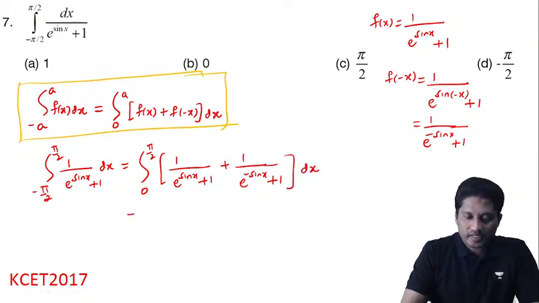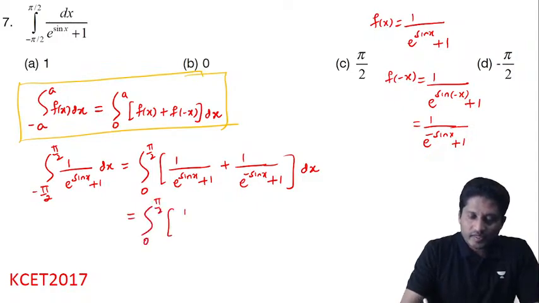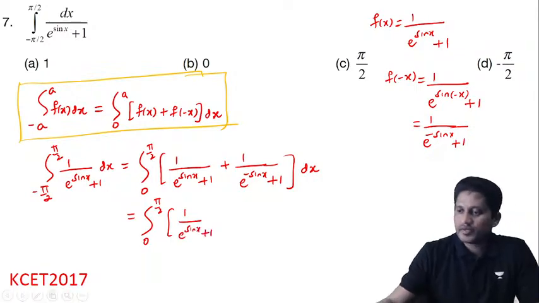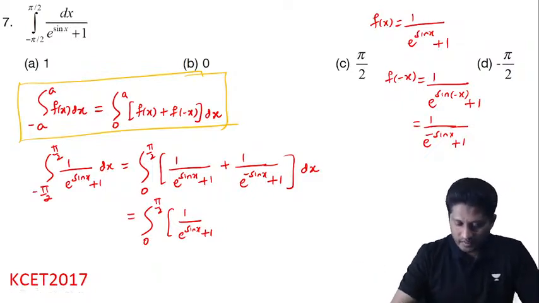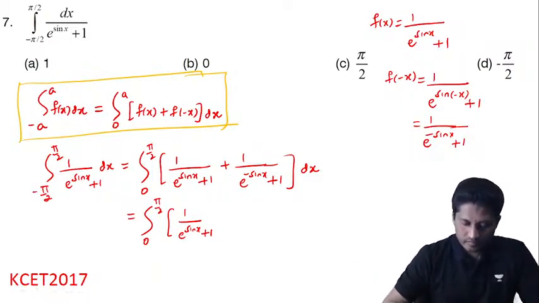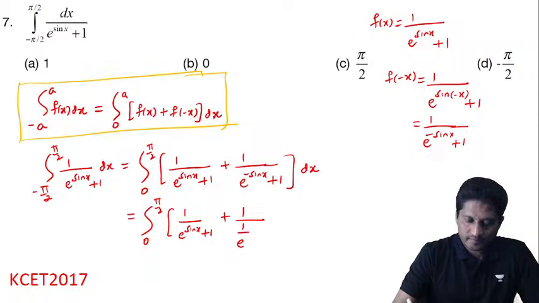Right, now this can be written as integration 0 to pi by 2, 1 divided by e power sin x plus 1, and then plus 1 divided by 1 by e power sin x plus 1, then this is dx.